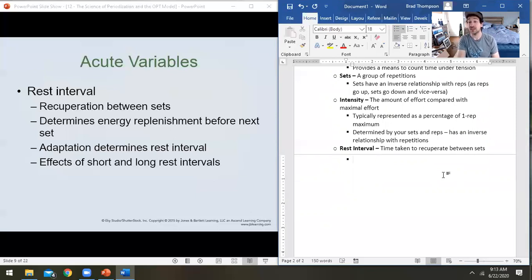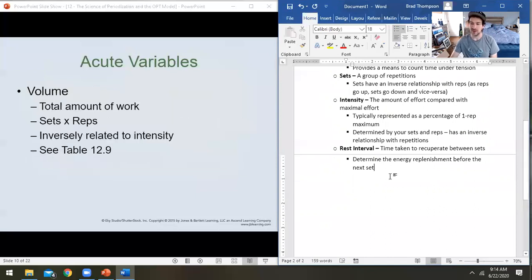So the big thing that they want you to know about rest interval is it will determine the energy replenishment before the next set. So that's obviously really, really important. It determines how much energy you have next time.